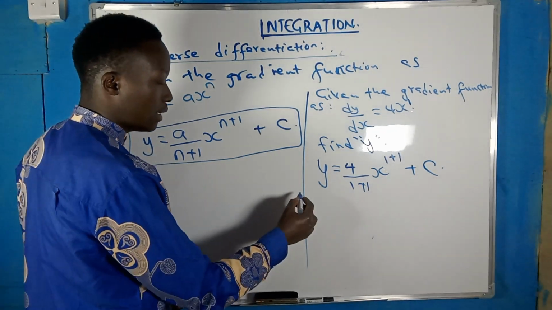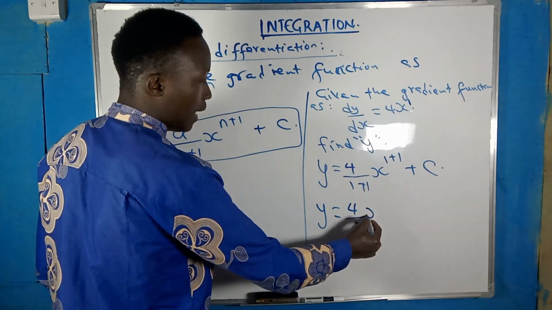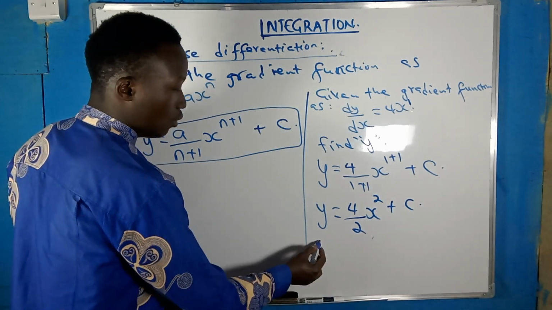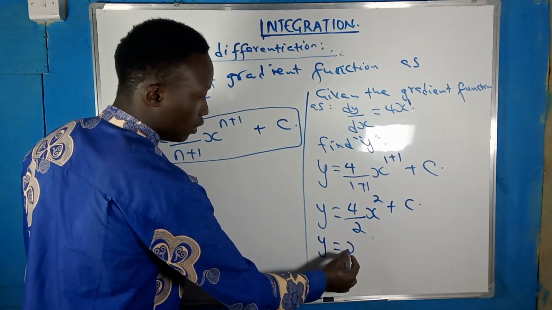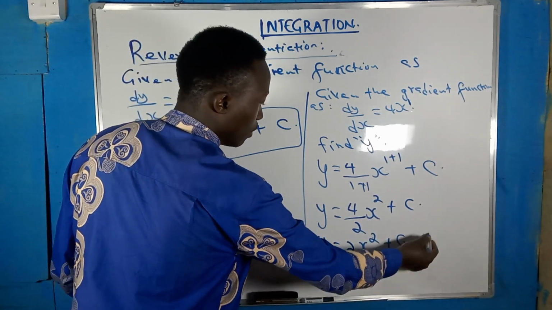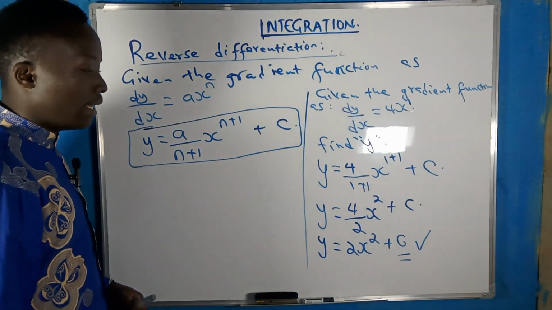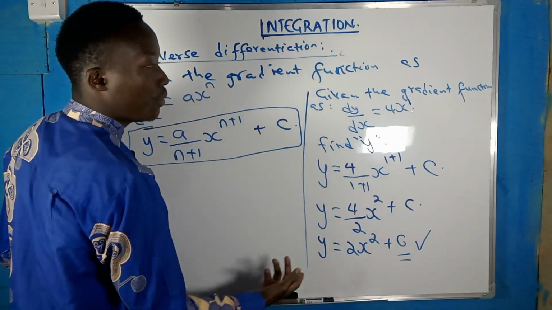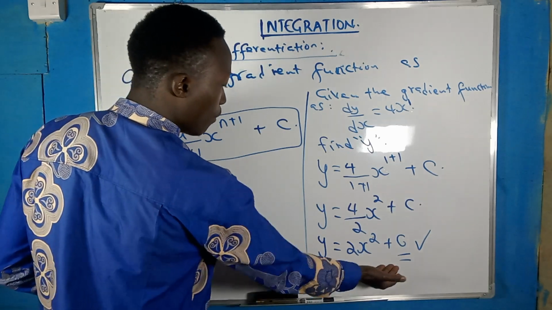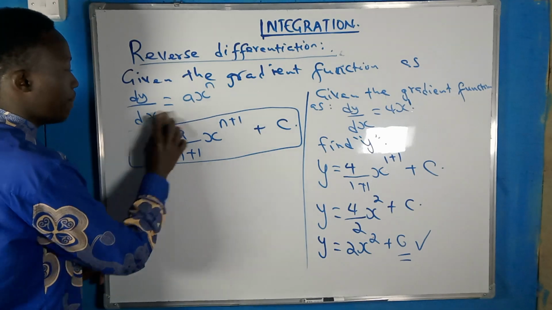So by now doing it, we have y is equal to 4 over 2 x to power 2 plus c, which is equivalent to y is equal to 2x squared plus c. That is how we integrate. If you differentiate this, you will get back 4x and the constant will disappear. We can do another example.